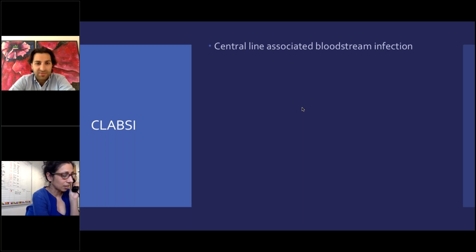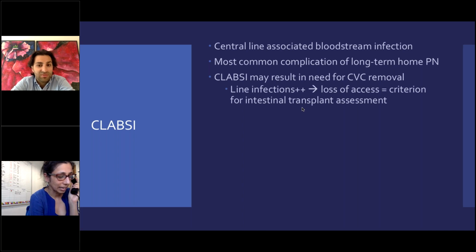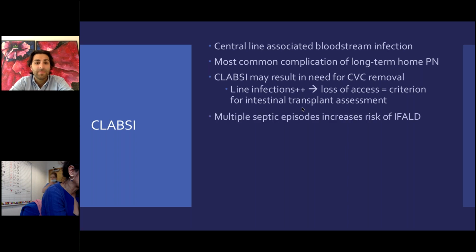And CLABSI kills. It's the most common complication of long-term home PN, and it may result in the need for their line being removed. And this is really important because lots of line infections leads to loss of venous access, and loss of venous access is a criterion for intestinal transplant assessment. So this has really important real-life implications for these children and their lives.